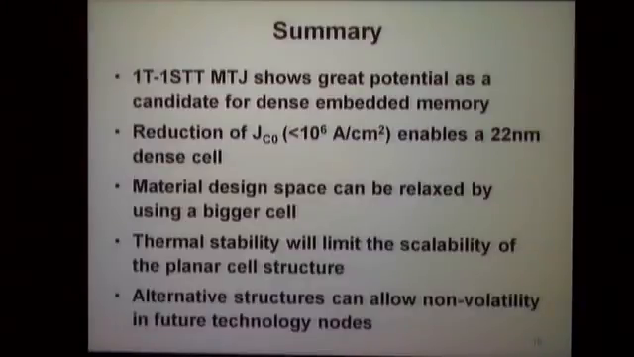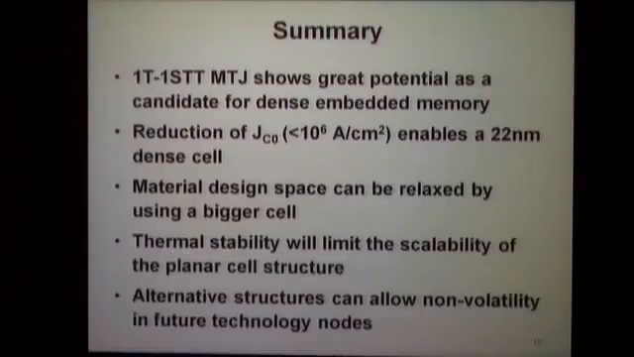Finally, a brief summary. I talked about this 1T1 STT MTJ being a potential successor to SRAM for high density. The reduction of JC0, which is a critical current, is required for getting denser cells. I think that's one of the things one needs to look at from a materials design perspective. And unless we do that, it's very difficult to get something which will be 4 or 5x smaller than an SRAM, which is where we are in dense memory solutions. Finally, the material design space can be relaxed by using a bigger cell, but that's not a trade-off that circuit designers would want to make. Thermal stability, I believe, will be a big problem once we go into smaller dimensions, 50 nanometers and so on.